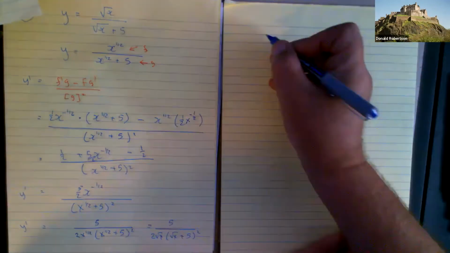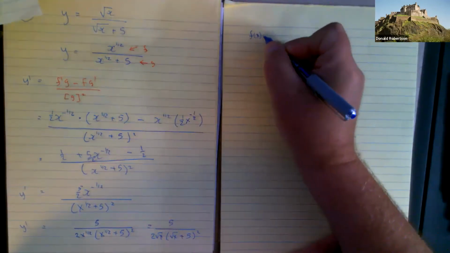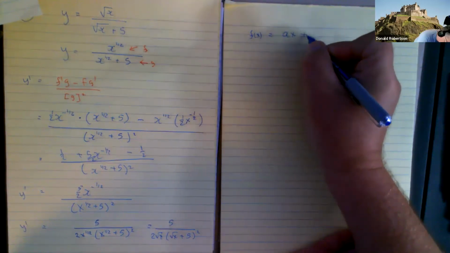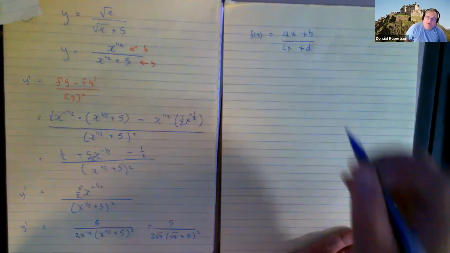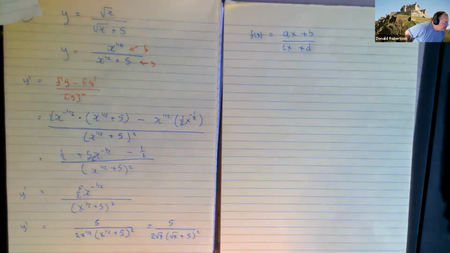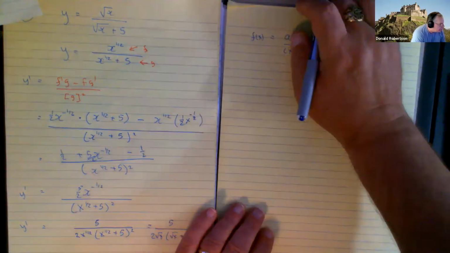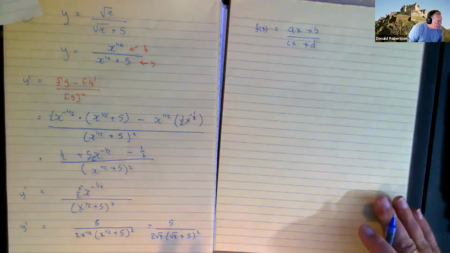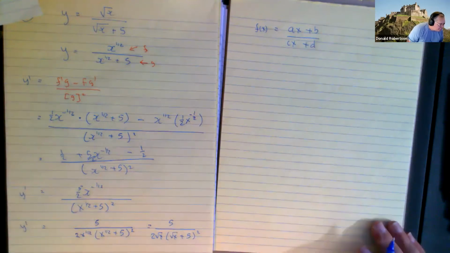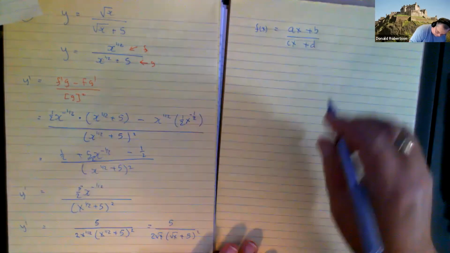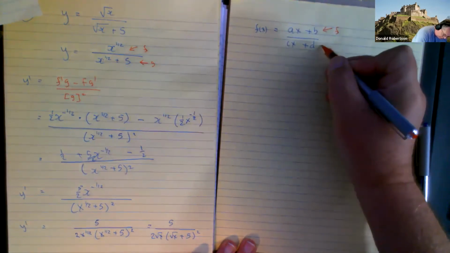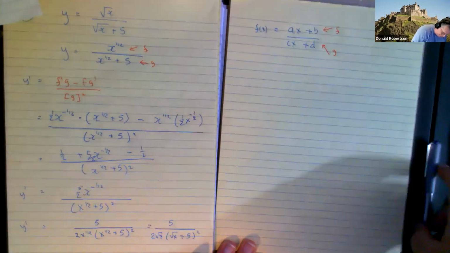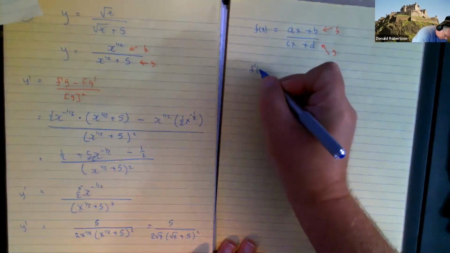Okay, let's try this fella. A, B, C, and D here are all considered constants, right? They're all considered just numbers. So treat them like 42, right? Just treat them like a number. So to find the derivative, that's going to be F. This is going to be G. Quotient rule.